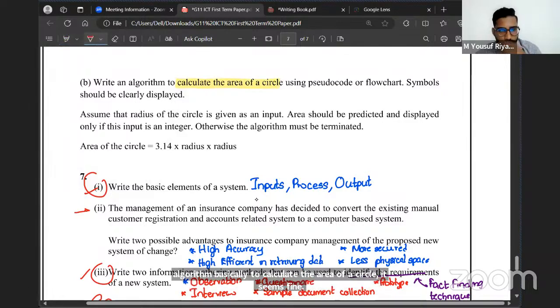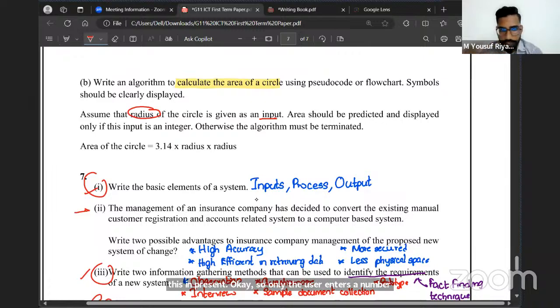Assume that the radius of the circle is given as an input. Okay, so you have to ask the user to enter the radius, it seems. Area should be predicted and displayed only if this input is an integer. Okay, so only if the user enters a number, you display it, it seems. Otherwise, the algorithm must be terminated. Fine. Let's write the answer. Area of the circle. Okay, fine.